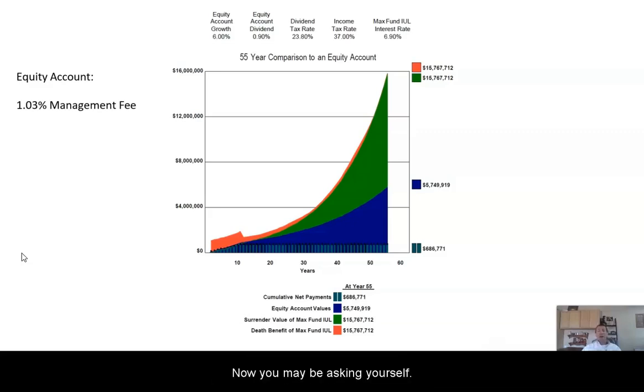Now, you may be asking yourself, are you looking to pay less in taxes? Are you looking to create more tax-free income for your retirement? Or are you looking to create more wealth for your family? Well, you may want to consider a properly funded Index Universal Life Policy as part of your complete holistic financial plan.